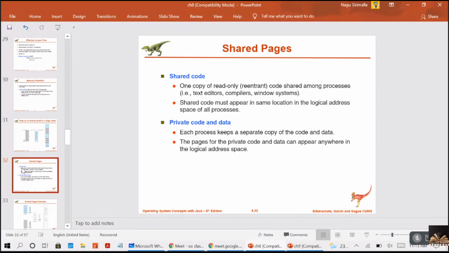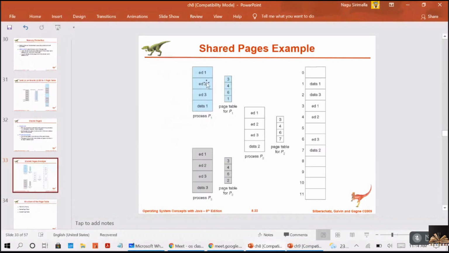Along with the shared pages, each process will have their own code and data. For that, they will be maintaining the private pages, right? Here the example was given like this. Three processes are getting executed. All three processes require the same text editor. Because the text editor code is reentrant code, you can share it with multiple processes at the same time. That is the reason this was kept in the shared pages.